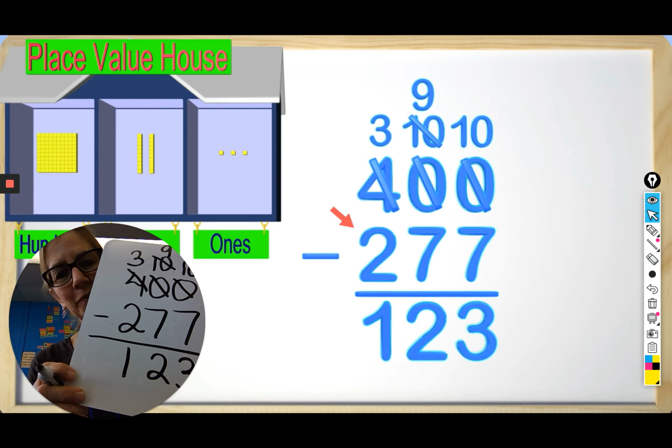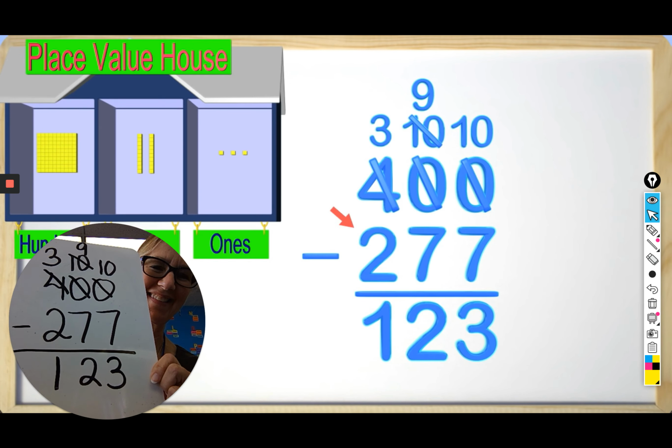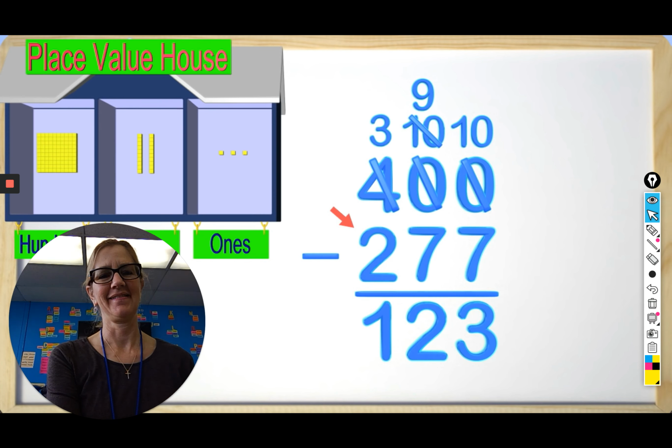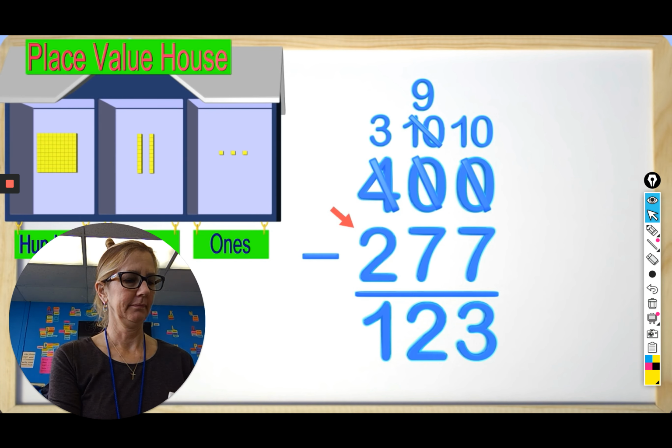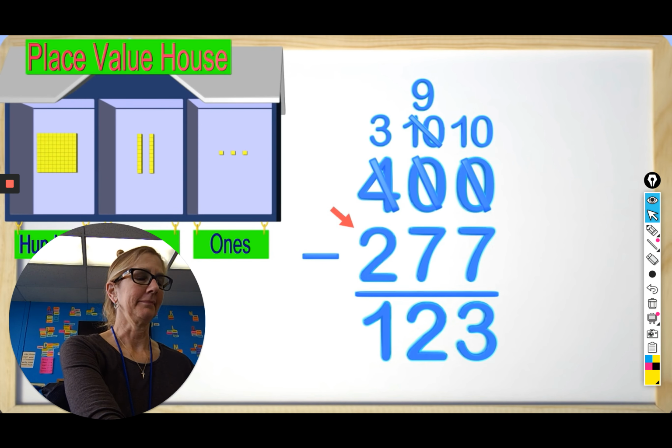That was so cool. It's as easy as 1, 2, 3. It is a lot easier to work these problems when we remember place value. We regroup or borrow from the next digit until we can subtract. Let's try one more without using the blocks.